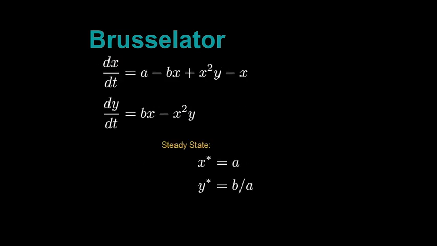This system has a simple steady state at x equals a, this effective parameter, and y equals b over a, a ratio of effective parameters. Furthermore, what's very interesting about this system is that we're interested not only in what the steady state is, but in the dynamics leading to that steady state and whether the steady state is stable. Using techniques known as stability analysis, which is an entire field, it's possible to show that this steady state will be unstable for b greater than a squared plus 1. So let's take a look at what that looks like.